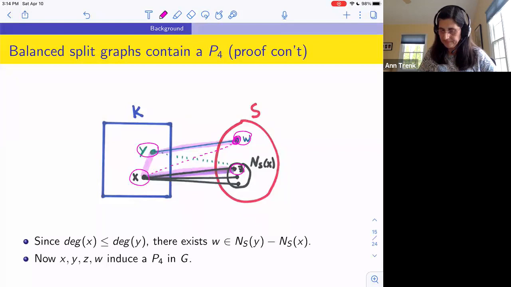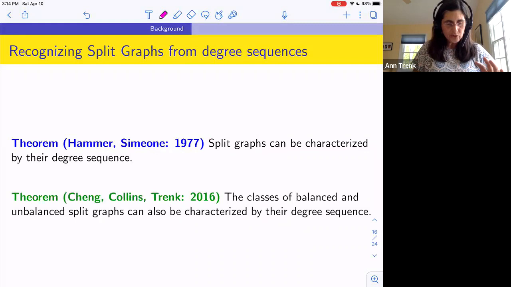Okay, so now I'm going to shift gears and talk about a different facet of split graphs, and that is thinking of them from the perspective of degree sequences. So another wonderful property of split graphs is that you can tell whether a graph is a split graph or not just by looking at its degree sequence. So if someone hands me the degree sequence of a graph, they don't show me the graph, I can look at that degree sequence and tell whether that graph is a split graph or not. And together with Christine Chang, Karen and I were able to show that the classes of balanced and unbalanced split graphs have that same property. That is, you can tell whether you're in those classes just based on the degree sequence.